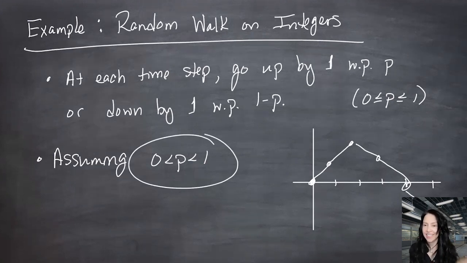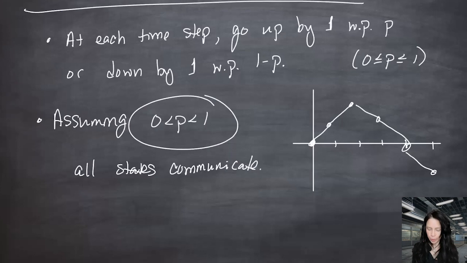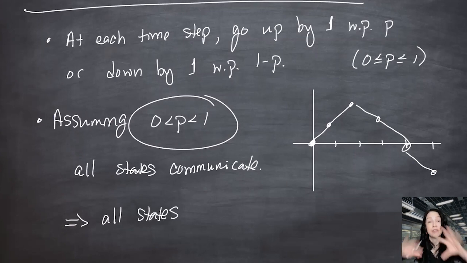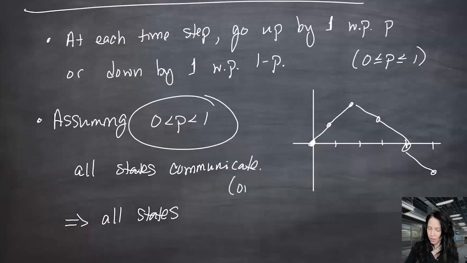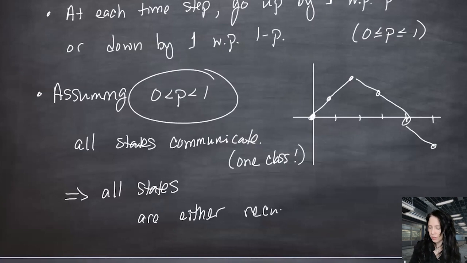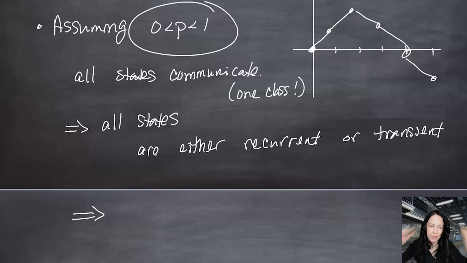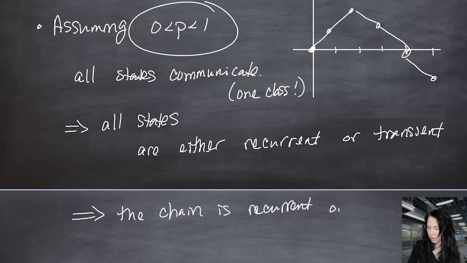It may be really, really hard to get between some states because this can wander off to infinity. But assuming that p is between zero and one, all states communicate. And so keeping with this assumption, we now know that all states are either recurrent or transient because it's a class property. And if all states communicate, there's only one class. So all states are recurrent or all states are transient. And if all states are one or the other, we can say the entire chain is recurrent or transient. We start to put these names from states onto the entire chain.